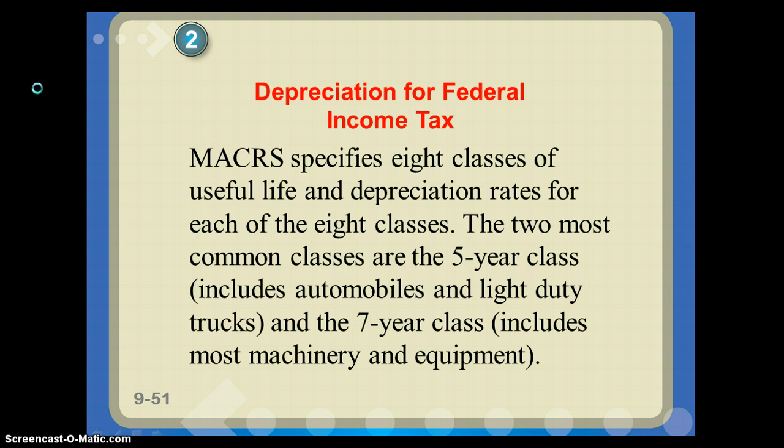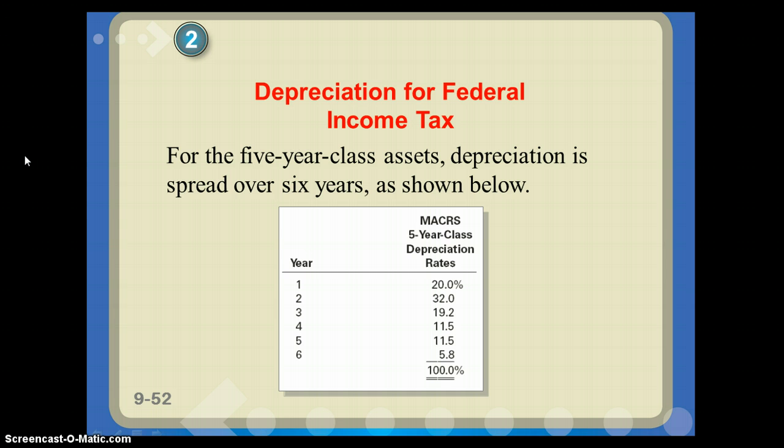It's an IRS code that is used by businesses to report their depreciation. So you see there are 8 classes of useful life and depreciation rates. The 2 most common classes are 5-year and 7-year, and there are other 3-year, 10-year, but the 2 most common are 5 and 7 years, and it gives an example there of what types of assets fall under those specific categories. And then you'll see for the 5-year class assets, depreciation is actually spread over 6 years. And they give you the percent.